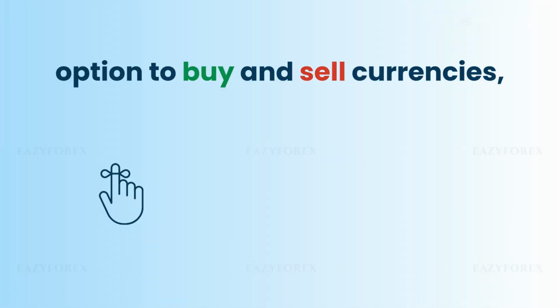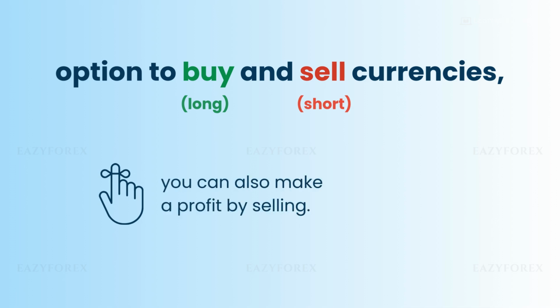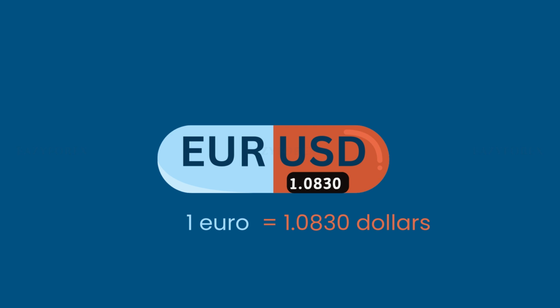In the forex market, you have the option to buy and sell currencies, which is also called going long, buying, or going short, selling. It's important to note that you can also make a profit by selling. When you look at a currency pair like euro-dollar, you should understand that euro is the base currency and US dollar is the quote currency. So the value of 1 euro is worth whatever the exchange rate is at the time in US dollar.